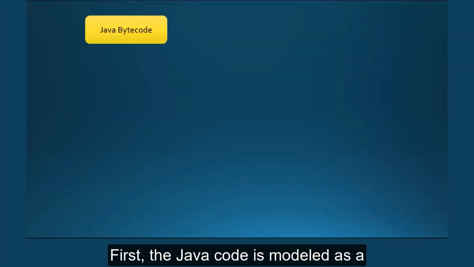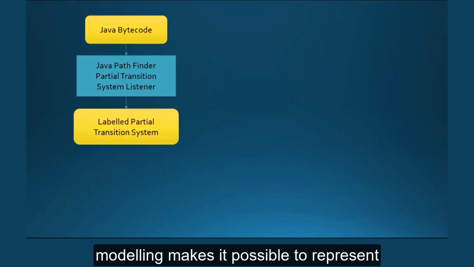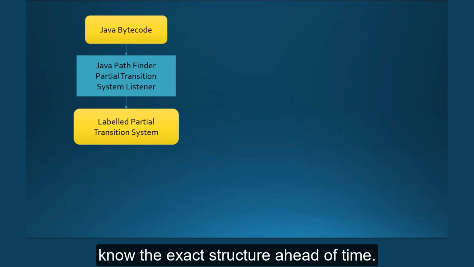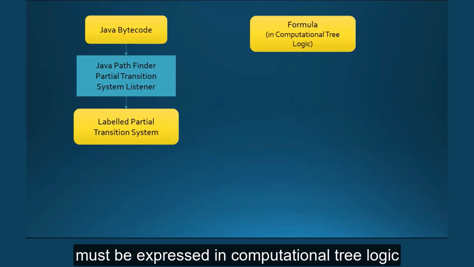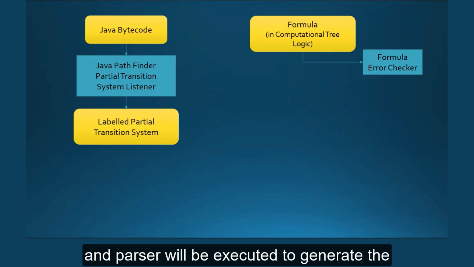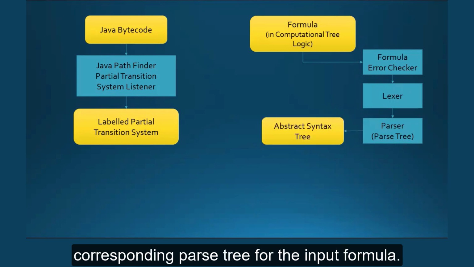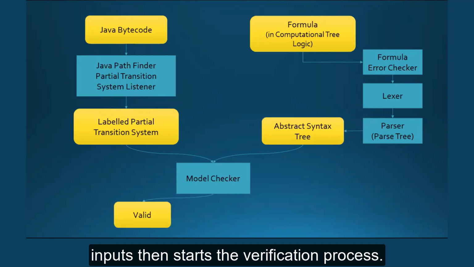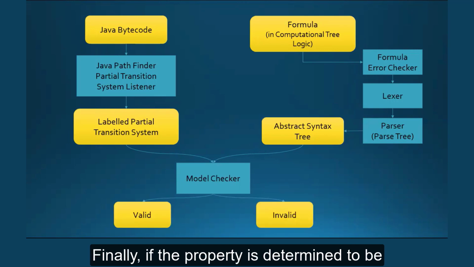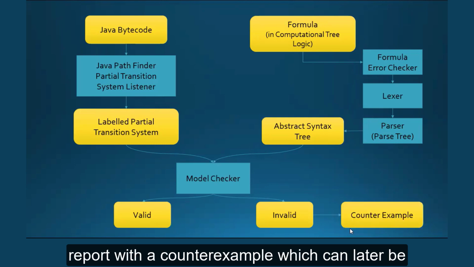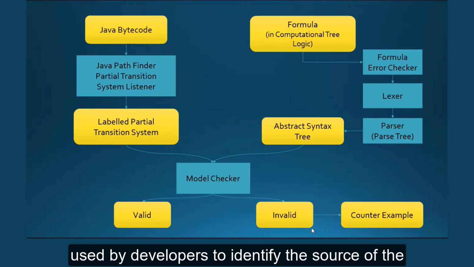First, the Java code is modeled as a state transition graph. This kind of state modeling makes it possible to represent complex system states without the need to know the exact structure ahead of time. Second, the property that we are interested in must be expressed in computational tree logic, or CTL. The algorithm is going to first check if the CTL syntax is valid. Then a custom lexer parser will be executed to generate the corresponding parse tree for the input formula. After that, our model checking algorithm takes the CTL formula and the state transition graph as inputs, then starts the verification process. Finally, if the property is determined to be violated by our algorithm, JPF-CTL will generate a report with a counterexample, which can be later used by developers to identify the source of the error within their code.